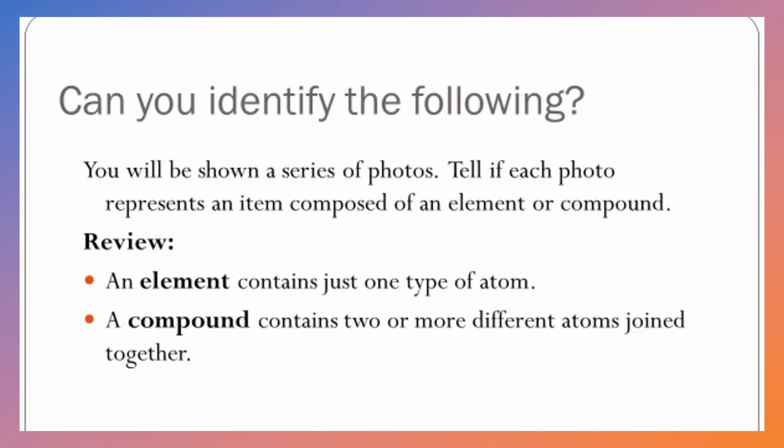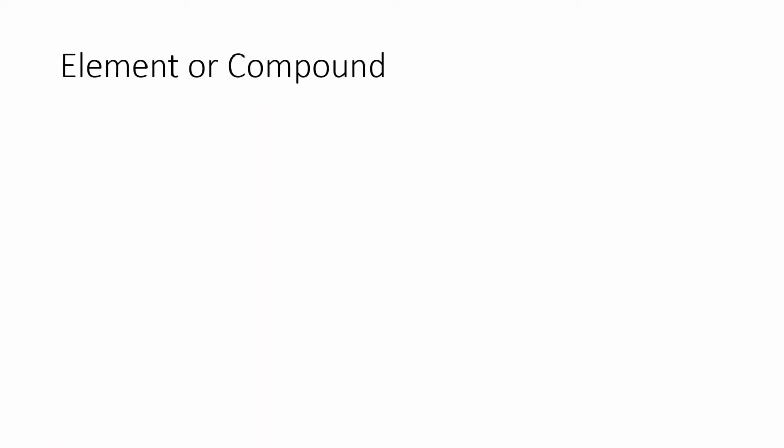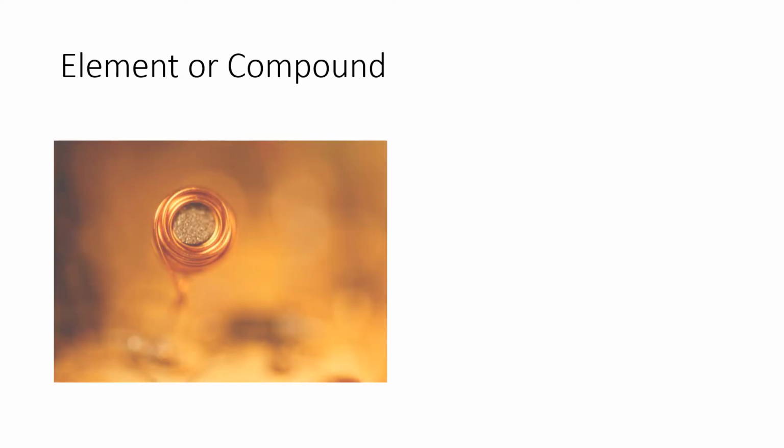Okay. Can you identify now the following? You will be shown a series of photos. Tell if each photo represents an item composed of an element or compound. Again, an element contains just one type of atom, and a compound contains two or more different atoms joined together. Can you identify now if it is element or compound? Okay, number one. Is it element or compound? What is your answer?